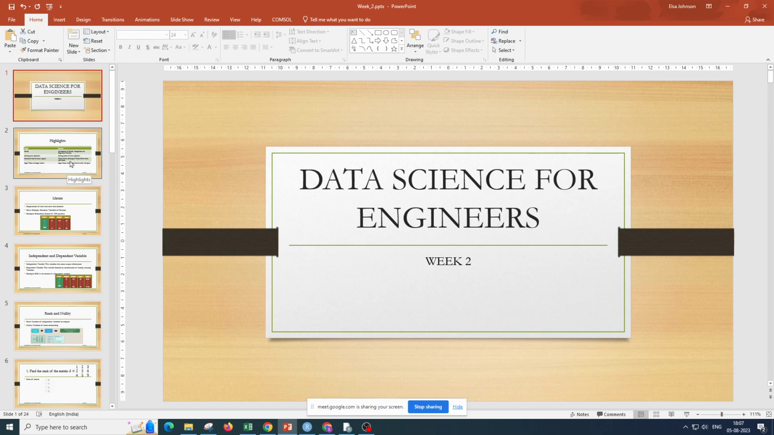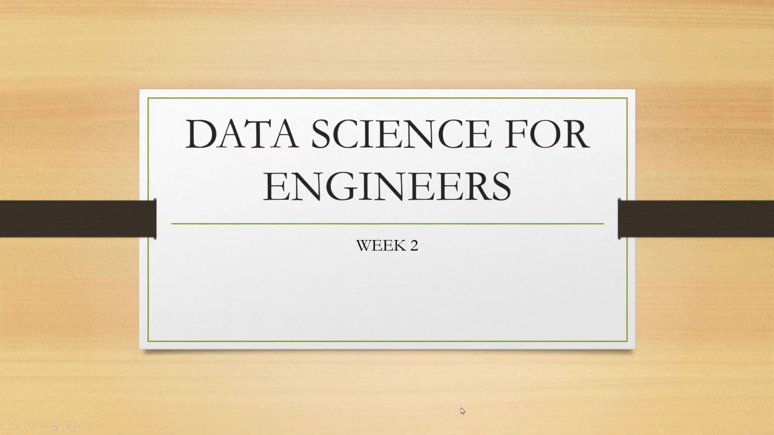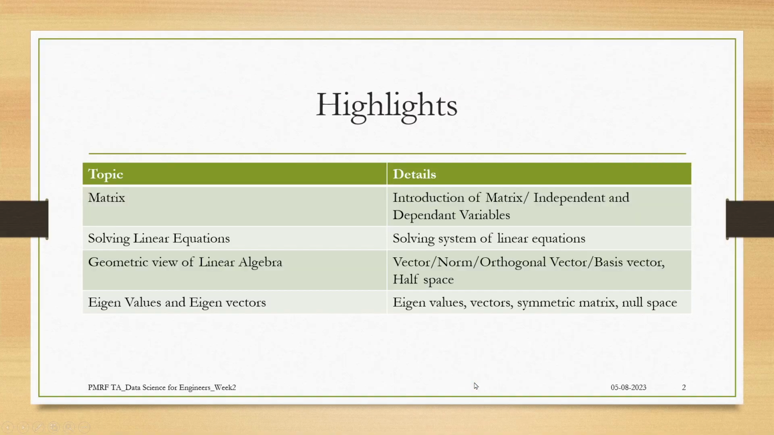It's week 2, and most of you might have joined the last discussion class also. Anyway, we will directly move on to the presentation. This week you looked at matrices, introduction to matrices, independent and dependent variables, solving systems of linear equations, then vector, norm, orthogonal vector, basis vector, and half space. Also you have looked at eigenvalues, eigenvectors, symmetric matrix, null space, and how to find the eigenvalues and eigenvectors. All those things you have seen.